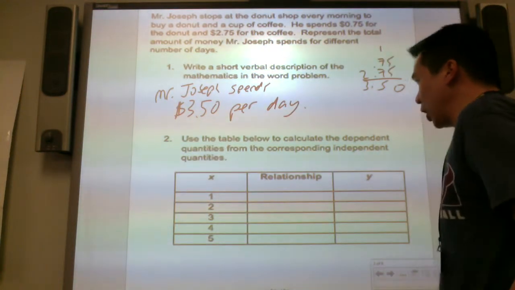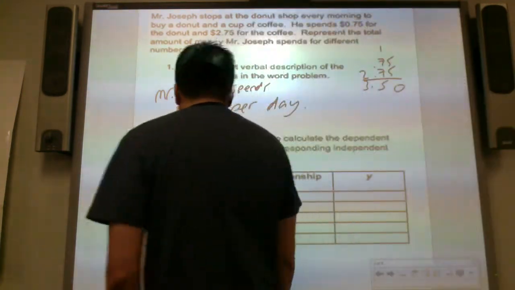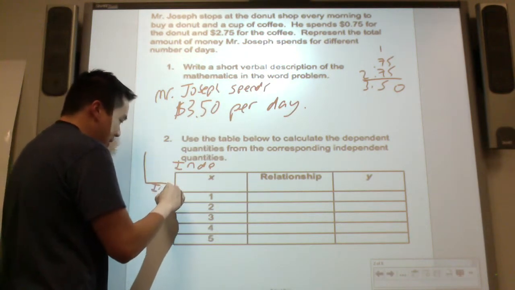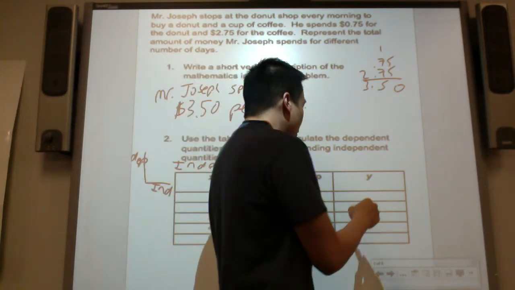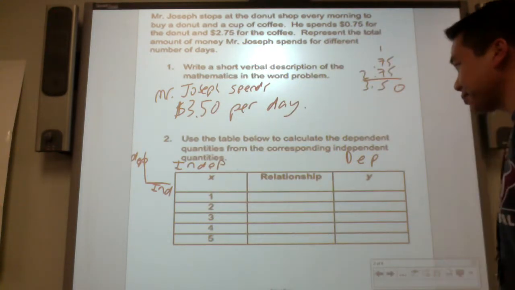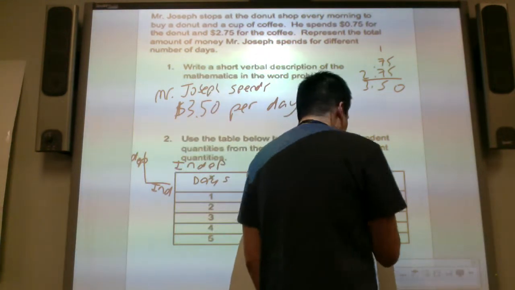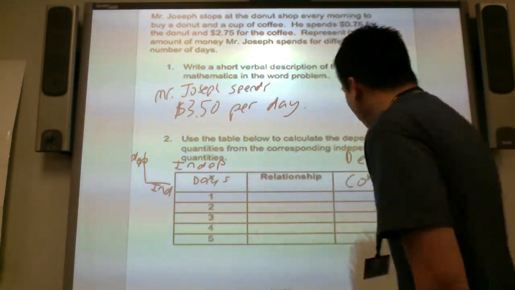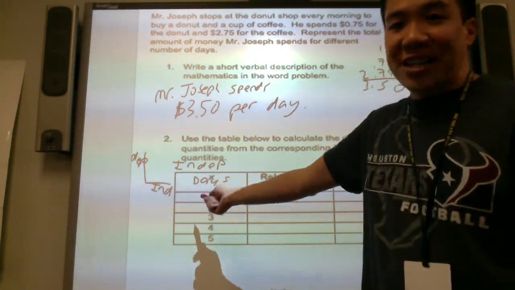So use the table below to calculate the dependent from the corresponding independent. Again, the x-axis is independent. If you have a graph, independent is here, dependent is here. So independent is the x-axis, the y-axis is dependent. Again, this depends on this. So this must be about days, and this must be about cost. The cost, how much he spent, depends on how many days there are. The more days there are, the more the cost will be. The more he spends, it's because more days have passed by.